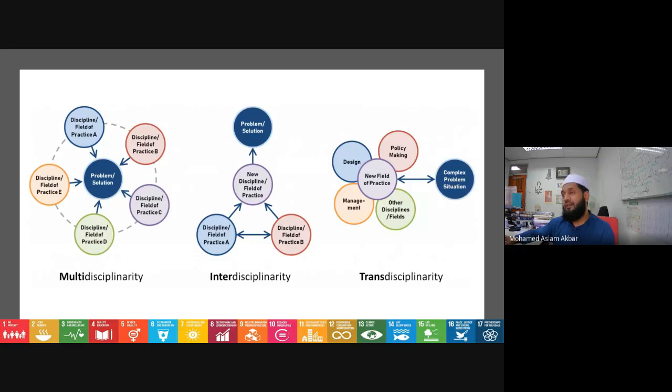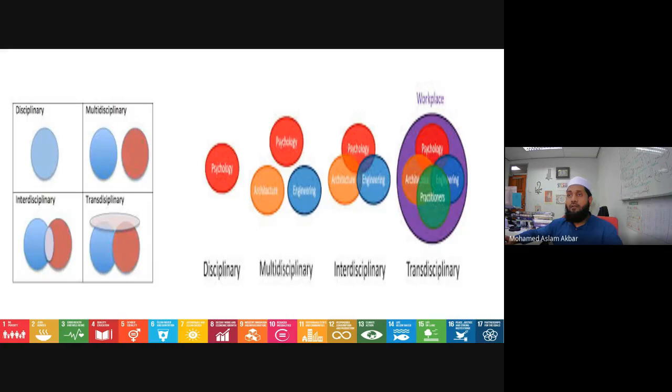So here is another example for you. Disciplinary is one, for example, psychology alone can be called, sorry about the picture, it's not very clear. Then you have multidisciplinary, where you have psychology, architecture, engineering perspectives. Interdisciplinary is where all these three work together. Transdisciplinary is where all these again work together, but they work towards a single, same place. This is what transdisciplinary is, all right?